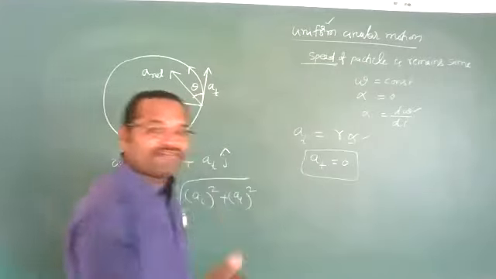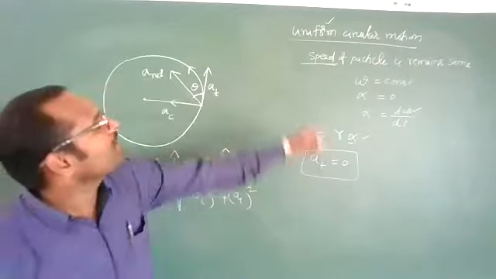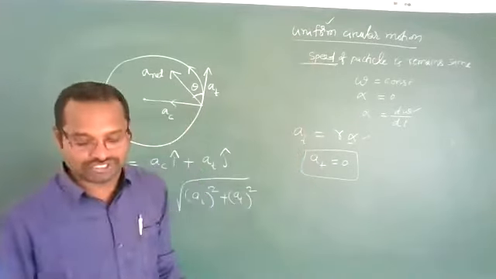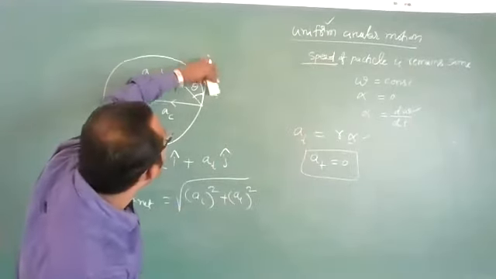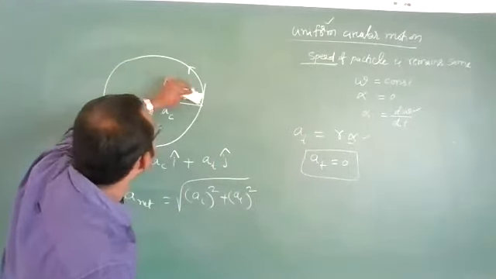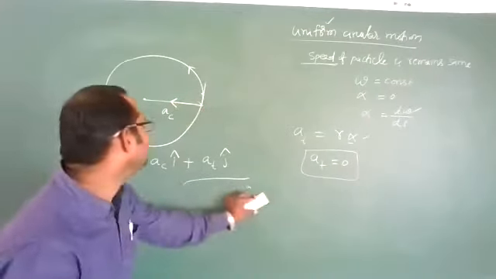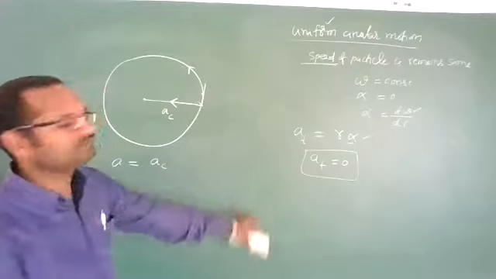That means if a particle rotates in uniform circular motion, it doesn't have any tangential acceleration. This component will become zero. So net acceleration will always be towards the center.